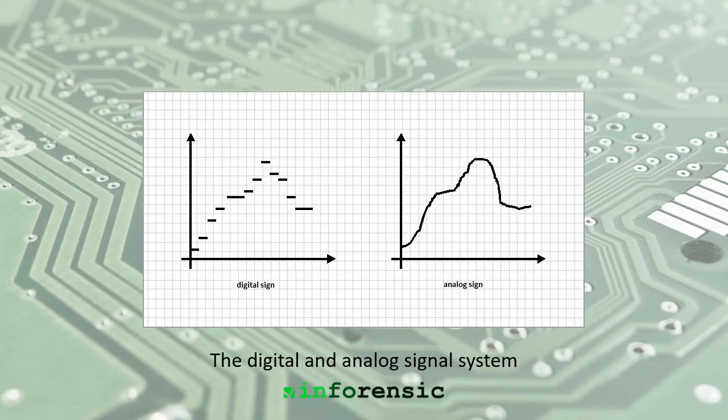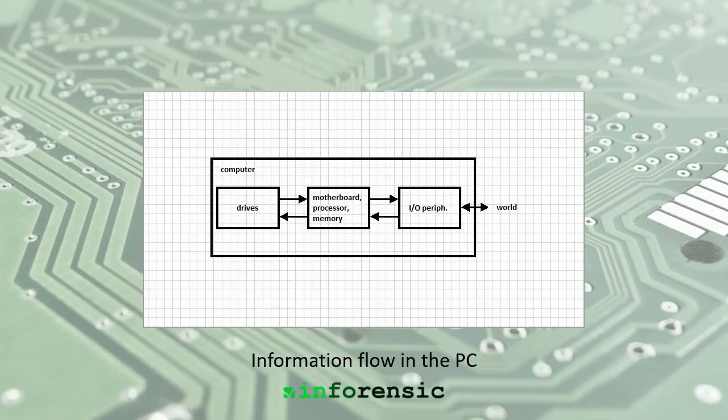The digital and analog signal system. The digital signal is on the left and the analog signal is on the right. Information flow in the PC. In a computer, the drives communicate with the motherboard, the processor, and the memory, which communicate with the input-output peripherals, and the peripherals with the outside world.